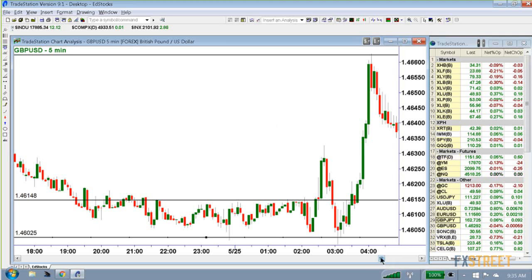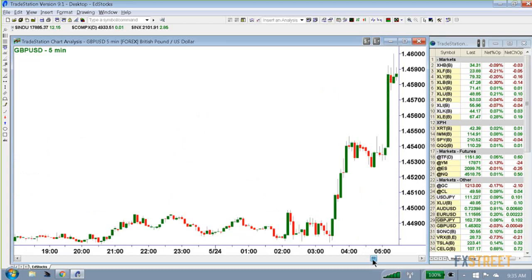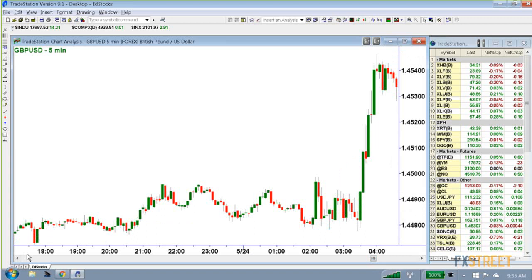So to me, this is the only sensible way to trade it right now. Either coming out of the UK session or coming into the Asian session. Coming into the UK session or coming into the Asian session.